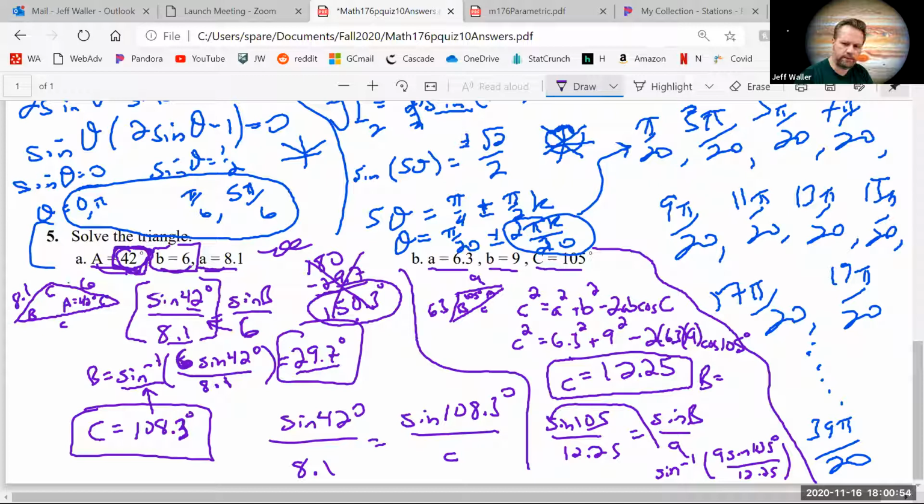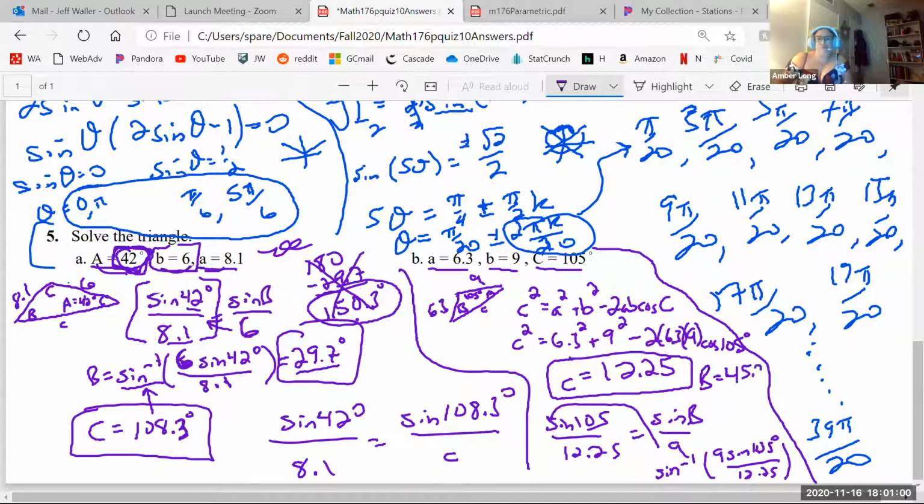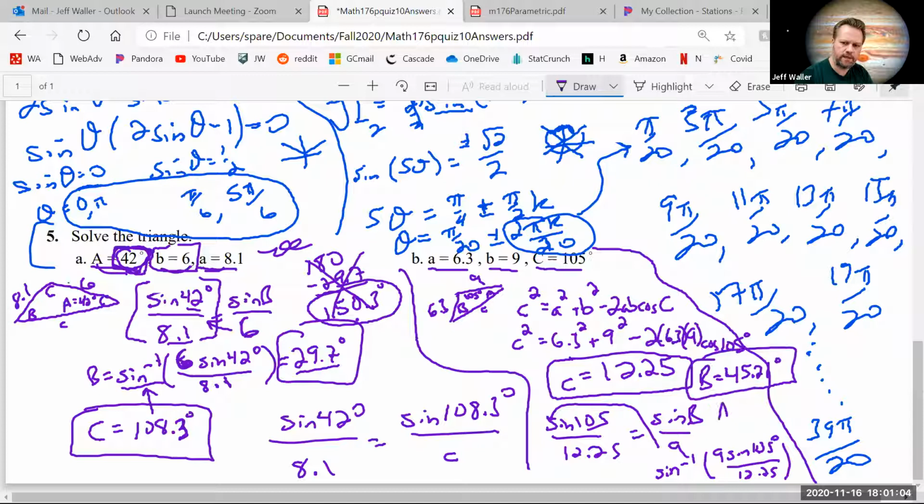So anybody else get what that is? 45.21. I like it. And then angle A, you just add those up. And what is that? 150.21. So it's going to be 29.79, depending on how much you round it. I think that's right.